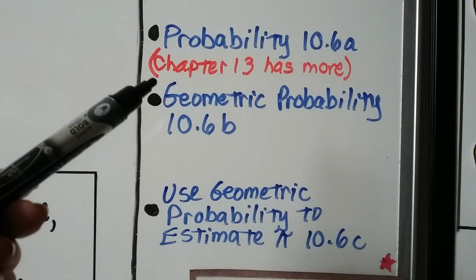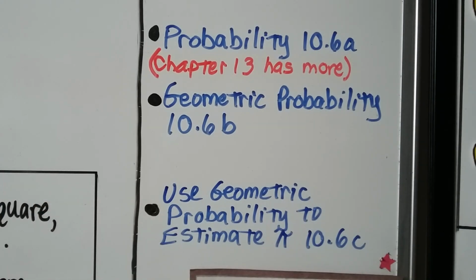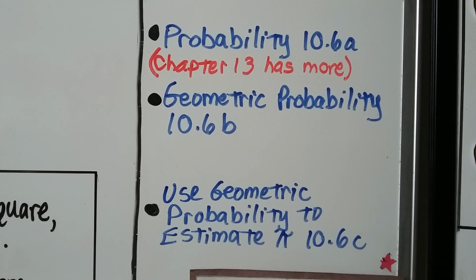When we get to chapter 13, we're going to talk a lot more about probability. So chapter 13 is going to be permutations, combinations, theoretical probability, experimental probability. We're even going to talk about factorials. So I hope I'll see you there.